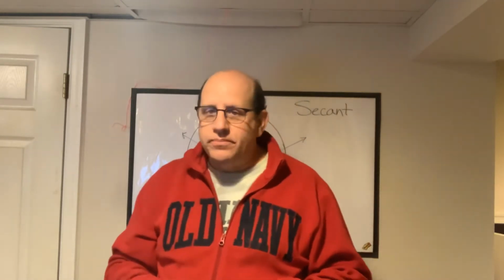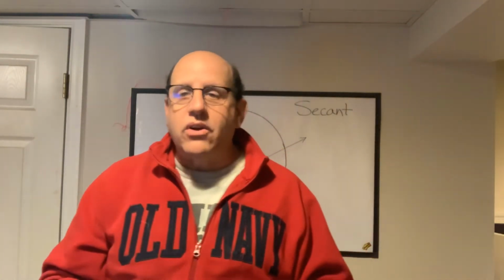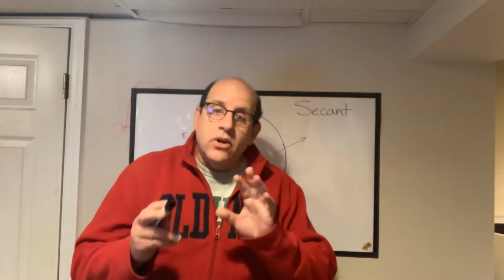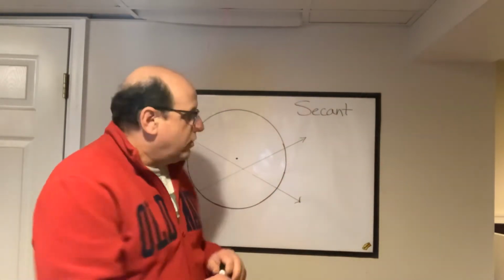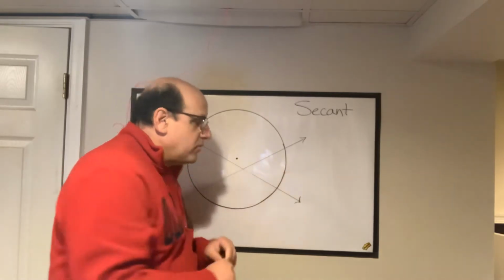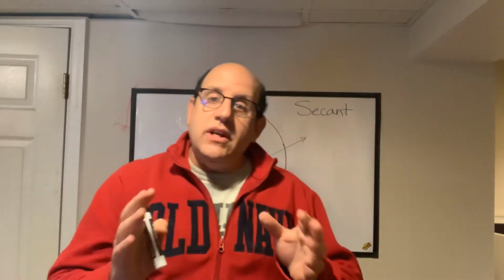Now, what it says is that if you have two secants and they intersect on or inside the circle, there are certain things we can tell about their angles in relation to their arcs. So I'm going to work on this first video just talking about the three types of problems you're going to have when your secants intersect inside the circle.